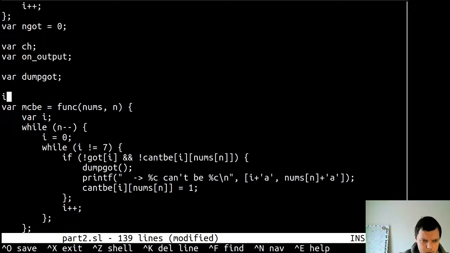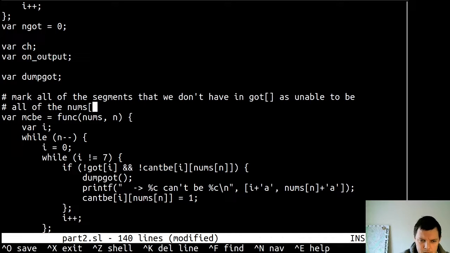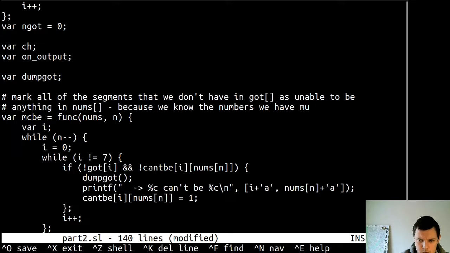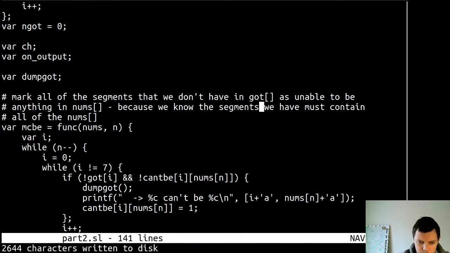So let's actually try and work out what's a better way of saying that. So mark all of the numbers that we don't, all the segments that we don't have in got, as unable to be all of the nums, unable to be anything. That seems about right, doesn't it?